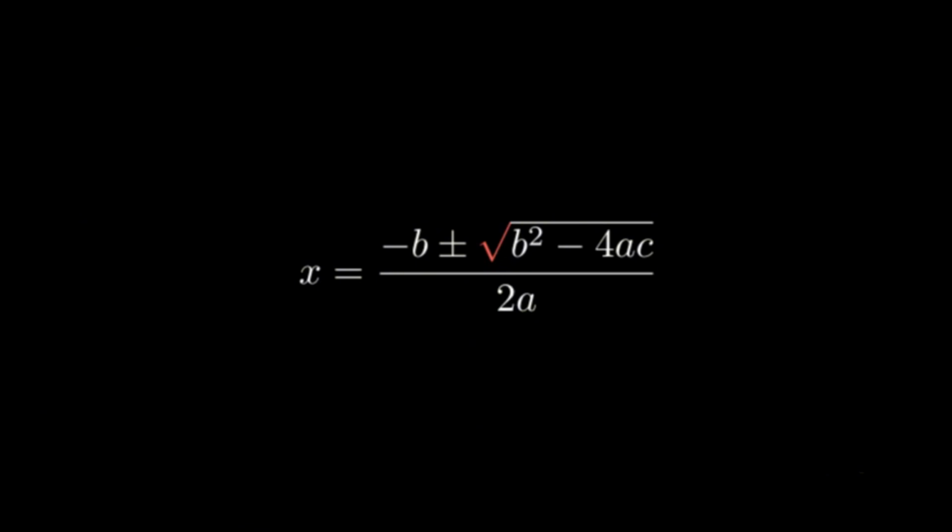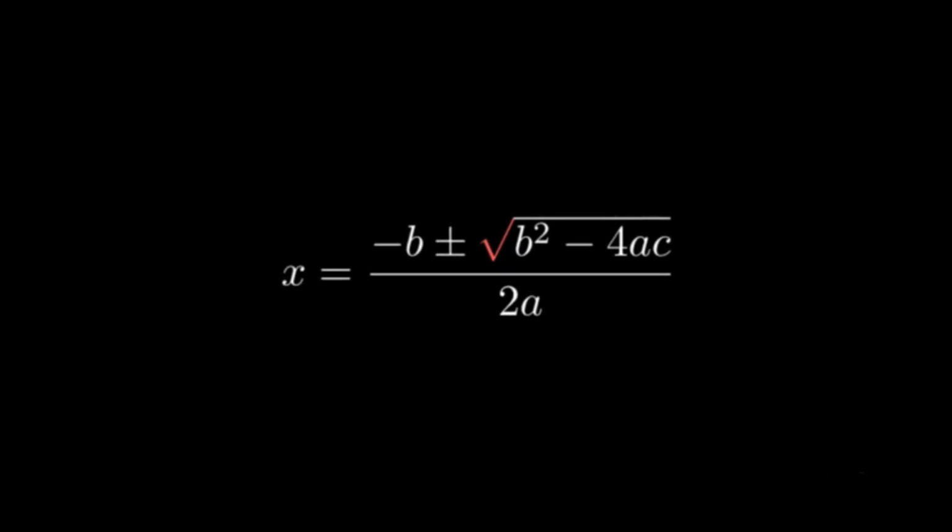Finally, we can simplify our expression by using a common denominator. This gives us the standard form of the quadratic formula. X equals negative b plus or minus the square root of b squared minus 4ac, all over 2a. The red plus minus sign indicates that we have two potential solutions. This powerful formula works for solving any quadratic equation.